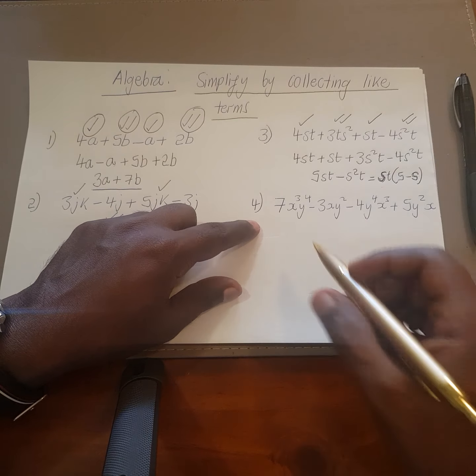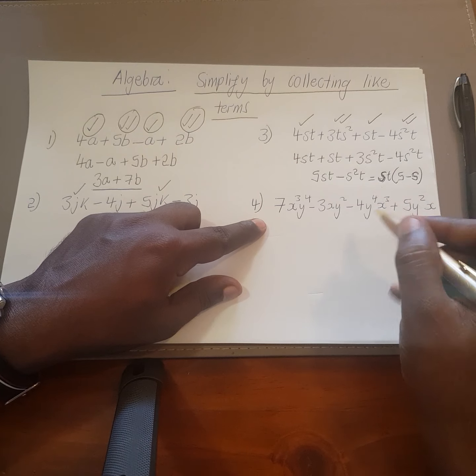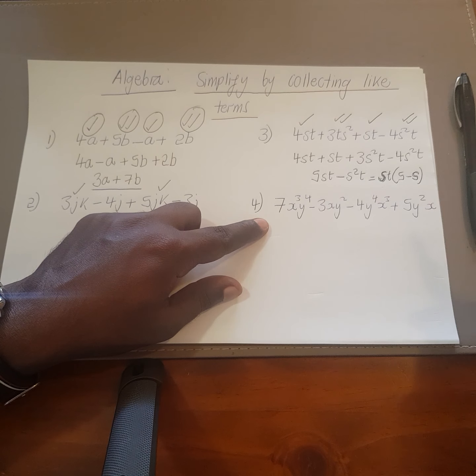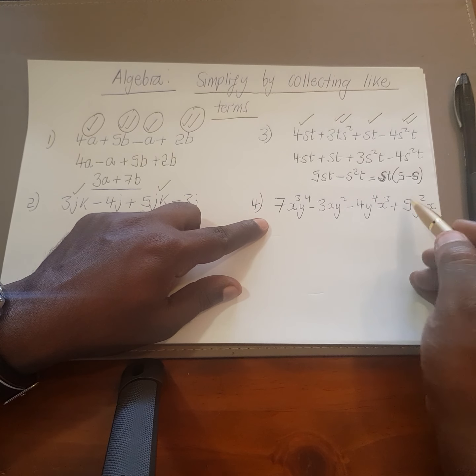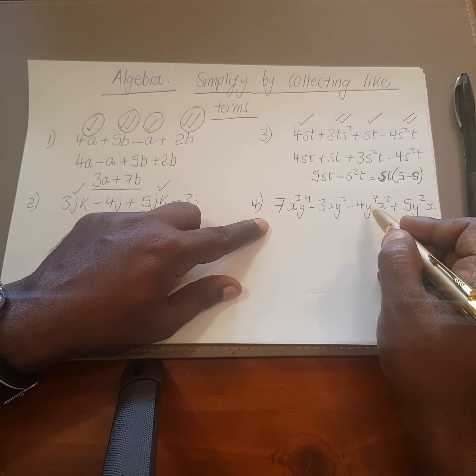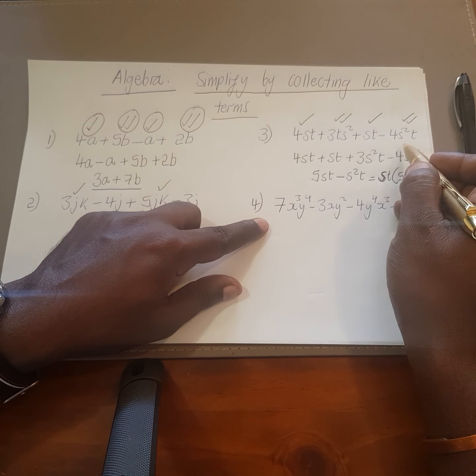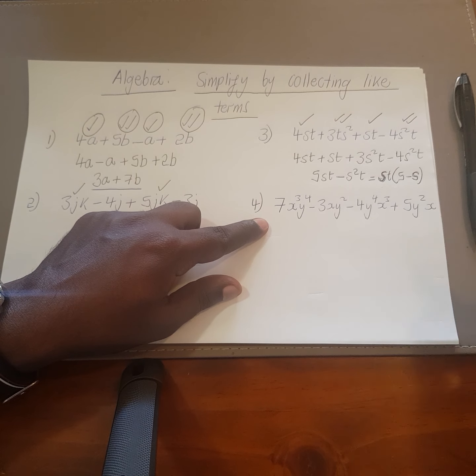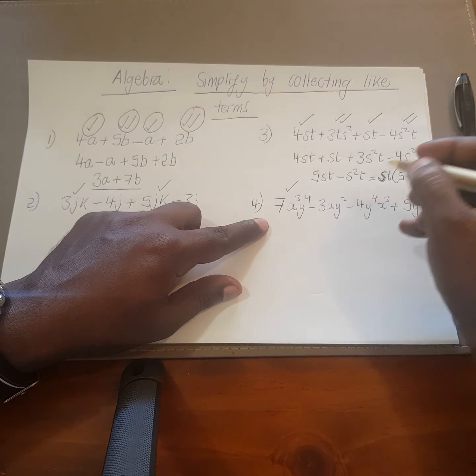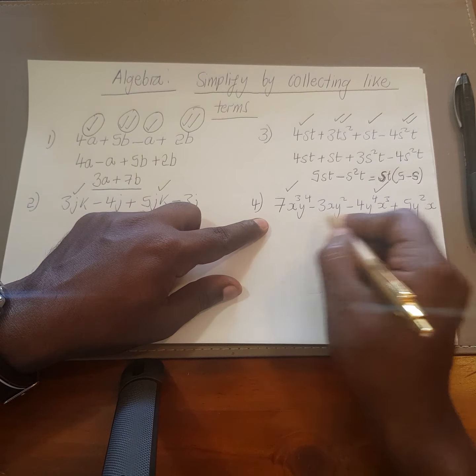We've got 7x cubed and y to the power 4. So I'm going to look at which terms have x cubed y to the power 4. Definitely not this. Definitely not this. I think it's this one here. Again, we had that issue with this question here. They've just jumbled it to confuse you. So what I'll do is I will put one tick for these pairs.